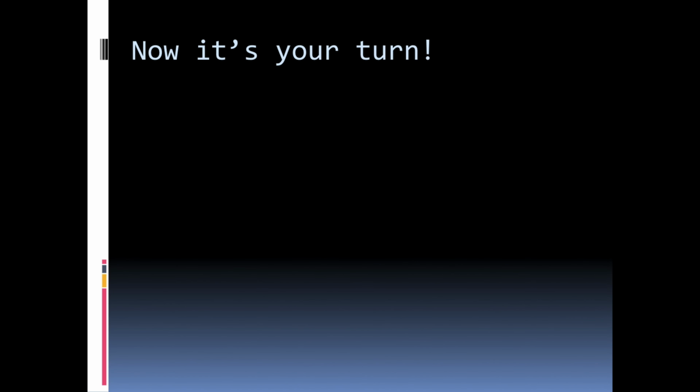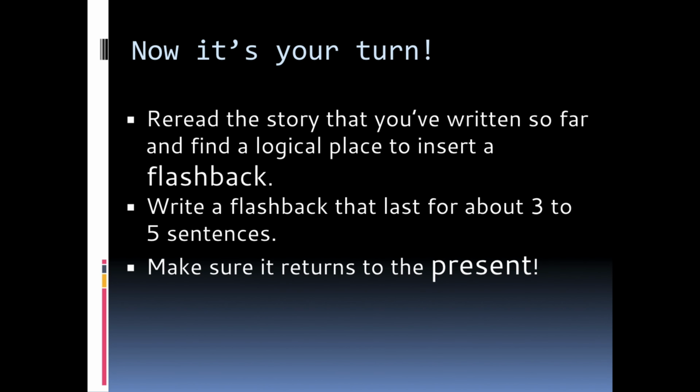So now it's your guys' turn. What I want you to do today is I want you to reread the story that you've written so far and find a logical place to insert a flashback. Now, speaking of your stories though, they do need to be a little bit longer. Several of you, they're not long enough. I'd like to see multiple paragraphs.